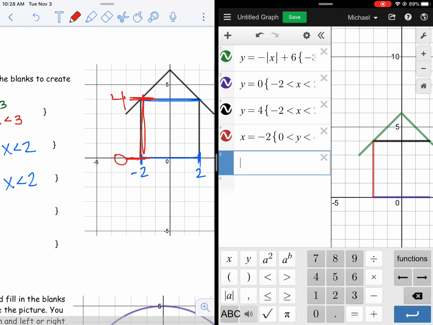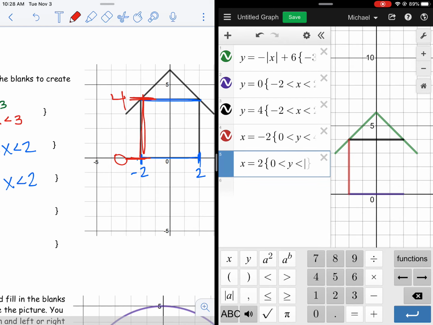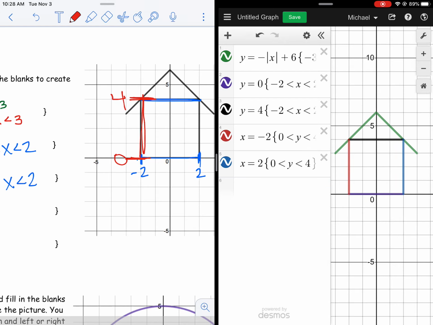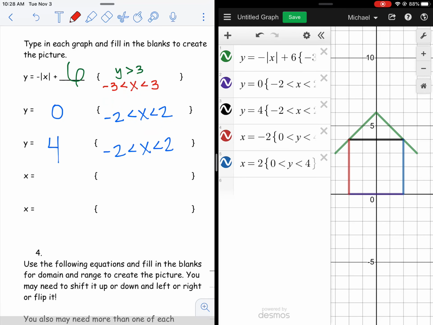Okay. I need one more equation. I need x equals 2. That'll give me the right side of the house, and I'm going to cut off the same parts. So brackets, 0 less than y less than 4. And there it is. There's our beautiful multicolored house. I'm going to write these in, -2 and 2. And y is cut off from 0 less than y less than 4 for both of them.